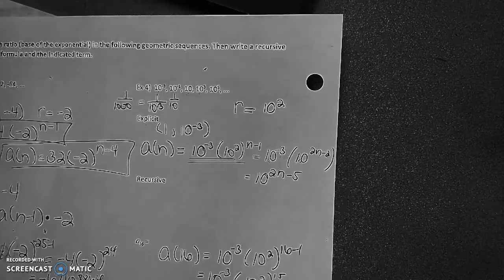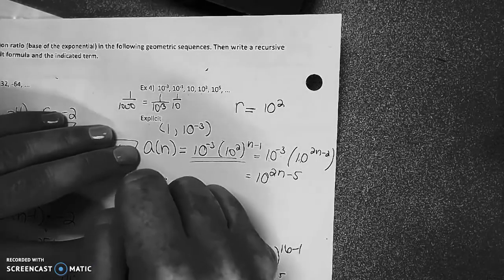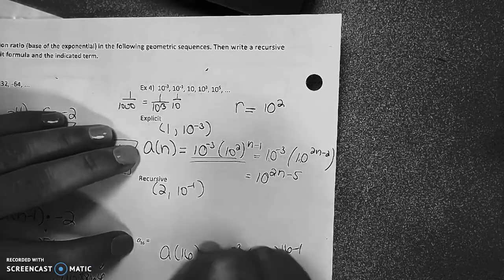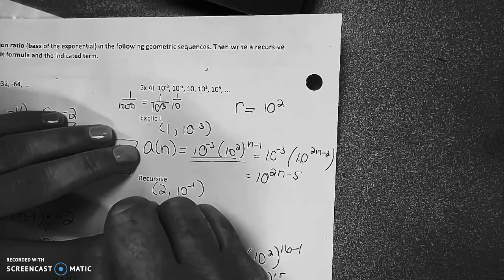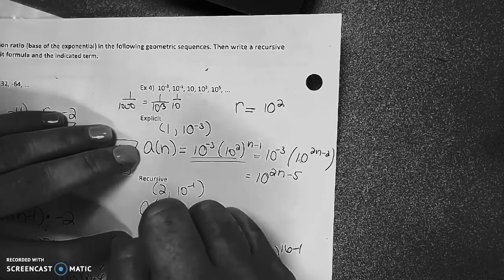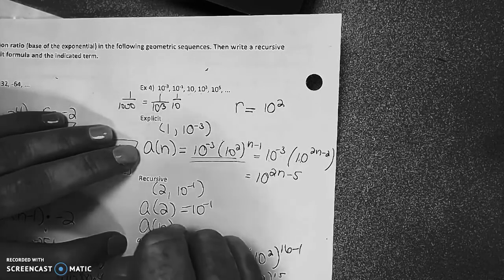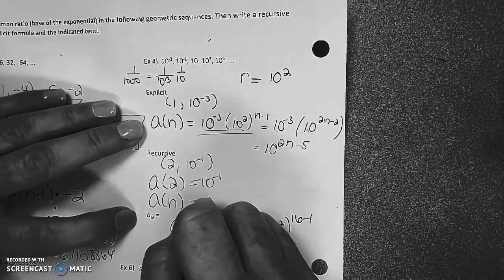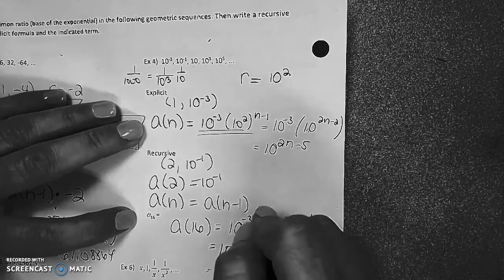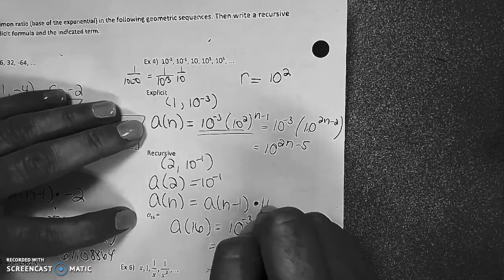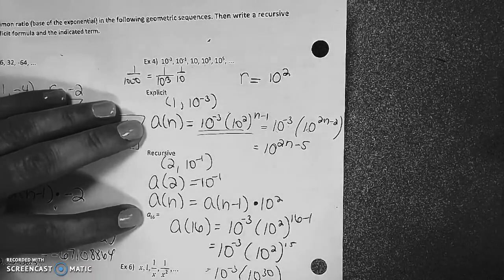And for our recursive formula, let's actually use that the second term is 10 to the negative 1. So I know that a sub 2 is 10 to the negative 1, gives me a place to start. And to find a sub n, I will take the previous term and multiply it by 10 squared. And again, you can write that as 100 if you want to.